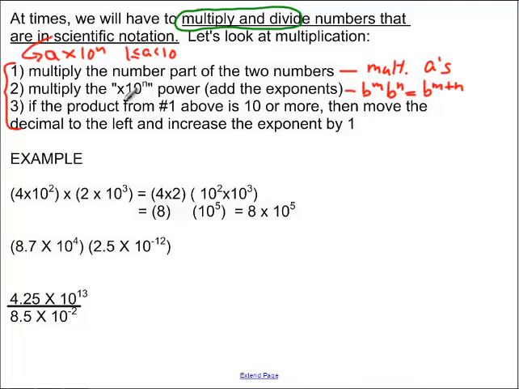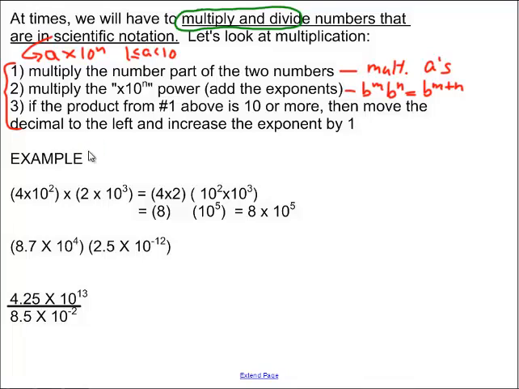Step number 3 is where we have to think: if the product from number 1, where we multiply our a's, is 10 or more, then we have to do something, because this a part in our multiplication has to be between 1 and 10. If we multiply or divide some things and get something outside this range, then we've got to modify the number that we get. So let's take a look at what we need to do later on. Move the number to the left or the right and modify the exponent as well.